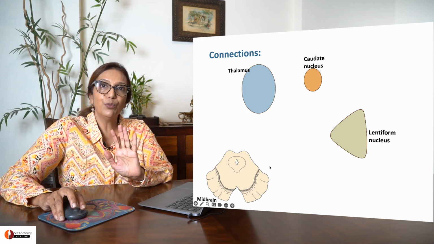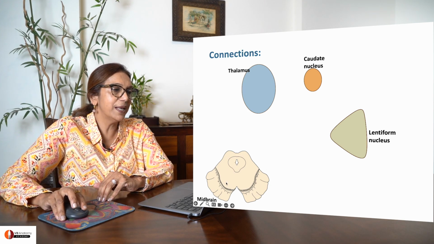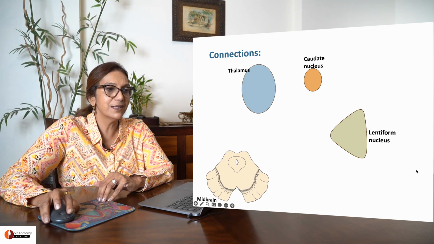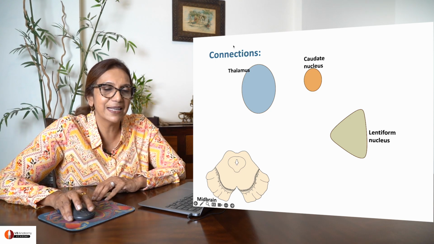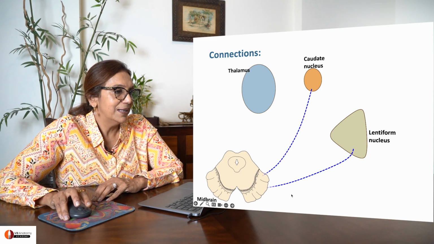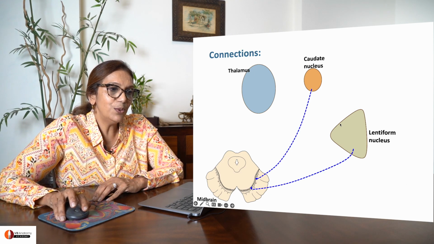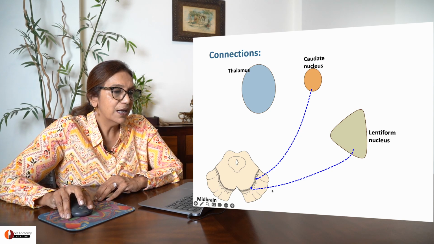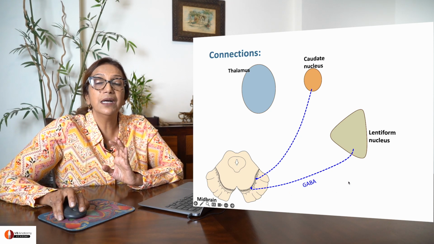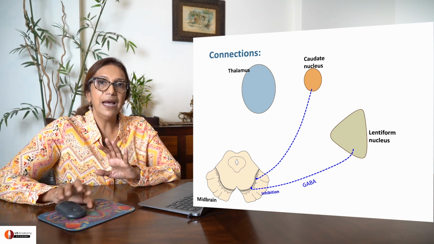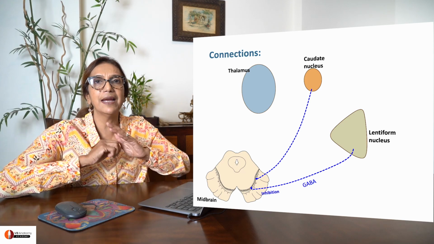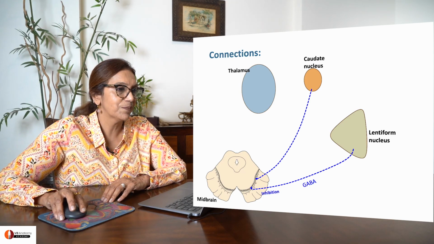Okay, so note what we are looking at. This is your midbrain. This is the thalamus, caudate nucleus, lentiform nucleus, corpus striatum. Basically the corpus striatum. Okay, so what happens? Fibers from caudate nucleus and lentiform nucleus come to the pars reticularis. They are carrying the neurotransmitter GABA. They are by nature inhibitory to the substantia nigra. They suppress the activity of substantia nigra.